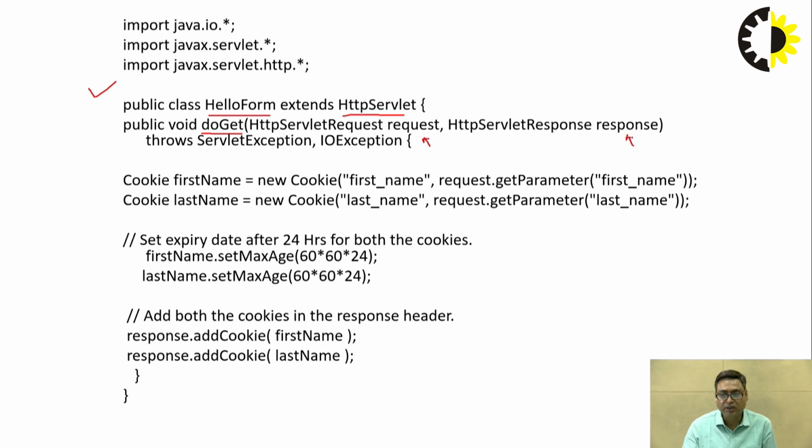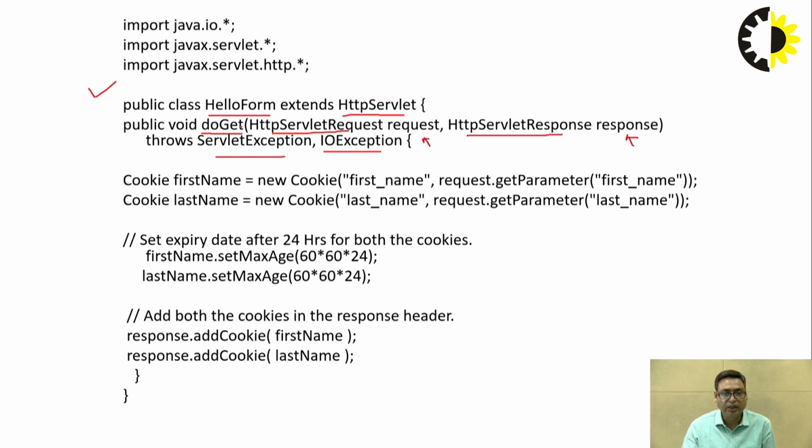The request object is used to receive the data from the HTML form, and the response object is used to send the data from the server to the client, that is, the client browser. Now request is of type HttpServletRequest and response is of type HttpServletResponse. If there is any problem, it will throw ServletException and IOException.